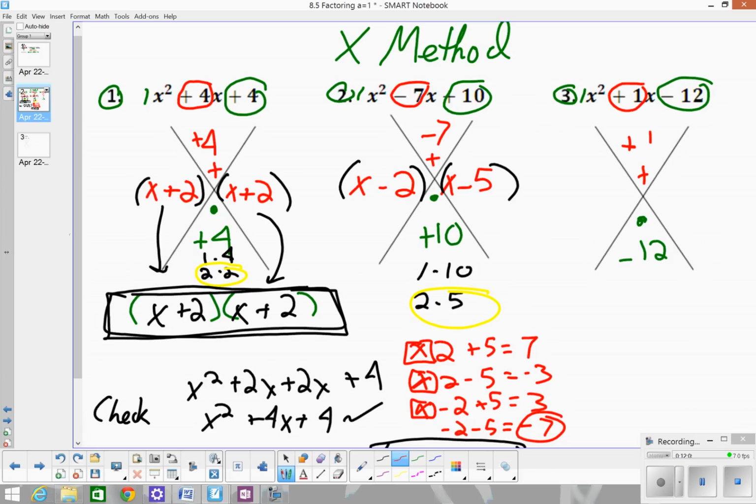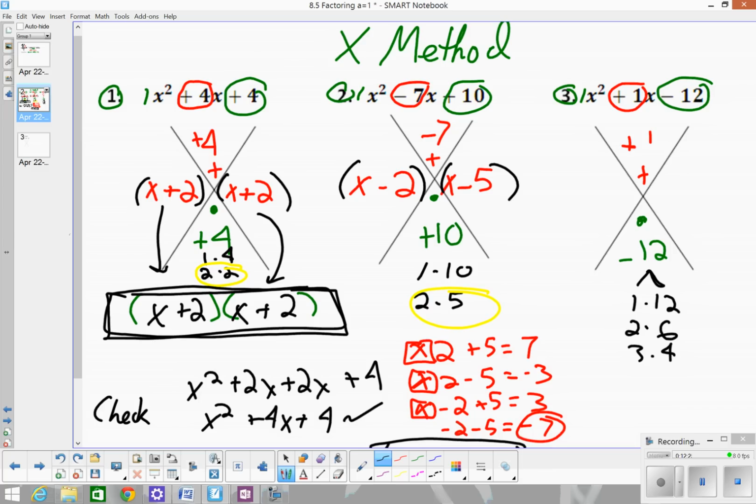Awesome. Next thing I want to do, I want my factors. Okay, factors of 12. Well, 1 times 12, obviously. 2 times 6. 3 times 4. 4 times 3. So that's all my factors.